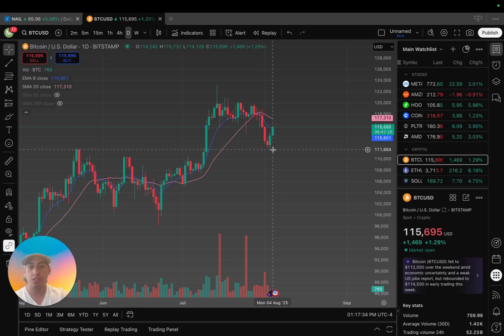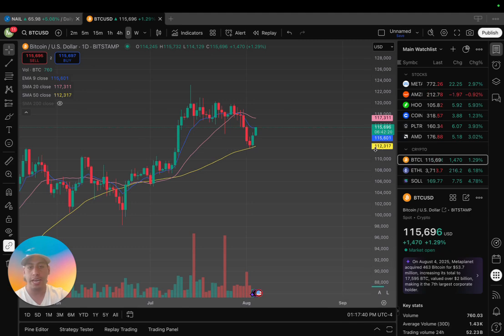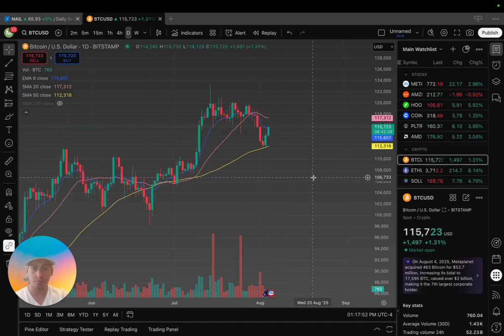Now here we found some support. I wonder why. When we make this visible, it is because the 50 SMA, the 50-day average of Bitcoin, is 112,000. It found support there. So if you longed, you'll be up right now, and you could even sell at a quick scalp at the 9 EMA, where there's going to be the next resistance. So that is our 50-day average.